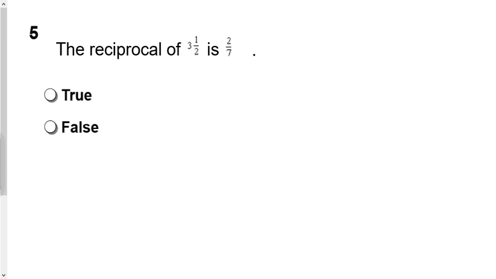Question number 5 says the reciprocal of 3.5 is 2/7. Well, we know that when we have mixed fractions, we have to examine them as improper first, and then we can get the reciprocal by flipping it upside down. So is the reciprocal of 3.5 2/7? Yes, it is. So therefore it's true. Doesn't look like it should be true, but it is.